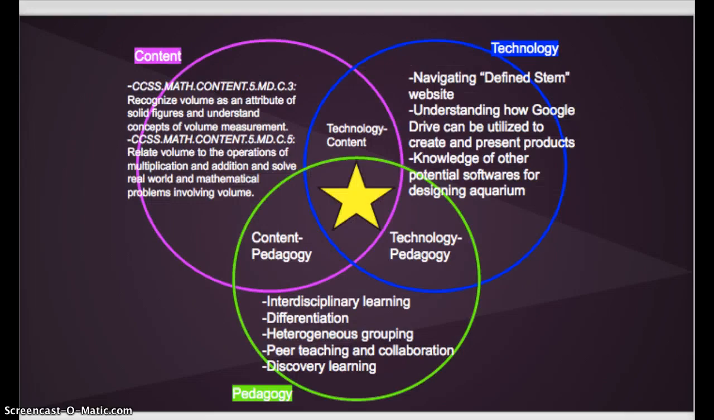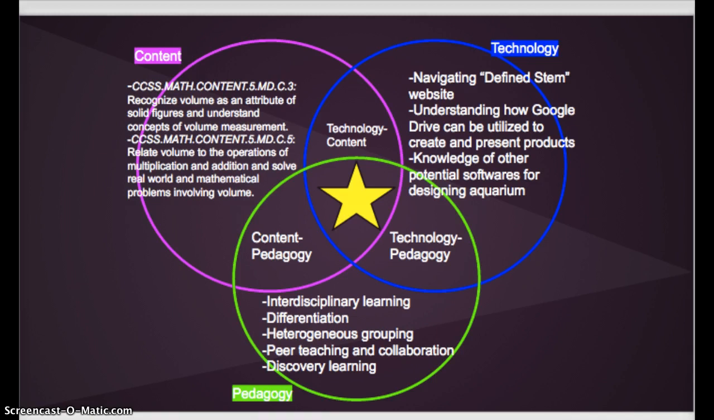When I look at the TPACK model, there's definitely different standards that are addressed in the content region, but I also think that the STEM structure is extremely pedagogically sound. It's interdisciplinary learning. There's differentiation occurring in terms of the different groupings extending their own learning. There's heterogeneous grouping styles. It's peer teaching and collaboration and discovery learning.